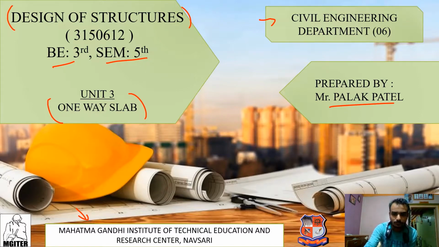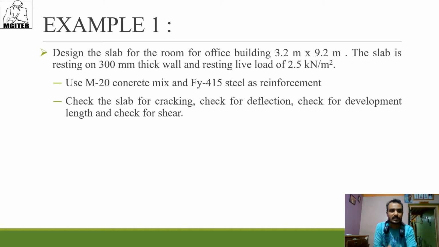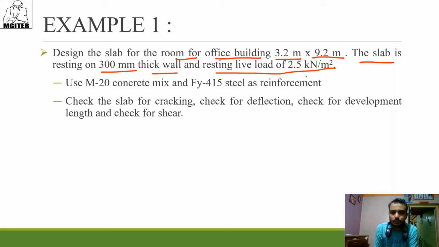So shall we start? First of all, the first example here. Design the slab for a room for an office building, 3.2 by 9.2 meter. The slab is resting on 300 thick wall, with live load 2.5 kN per meter square. By this data I can draw some sketch.